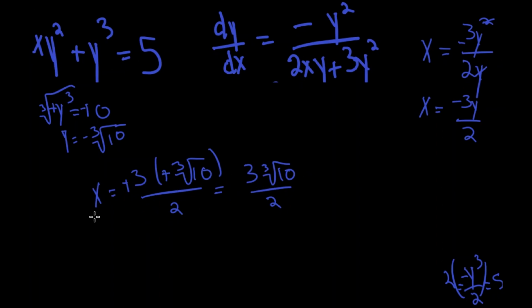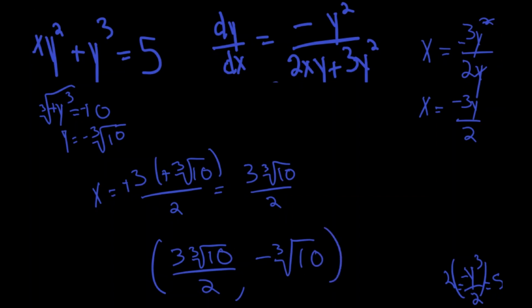So now that we have our x and y, we can create an ordered pair, which would be 3 times cube root of 10 over 2, and then our y value would be negative cube root of 10, and at that specific point we have a vertical tangent. And that's basically how you find your horizontal and vertical tangent. Remember, horizontal is when the numerator is equal to 0, or when your derivative is equal to 0, while your vertical tangent is when your derivative is undefined, or where your denominator is equal to 0.